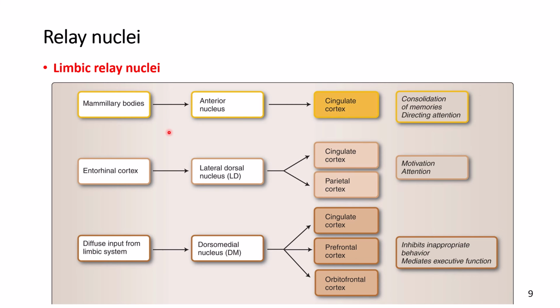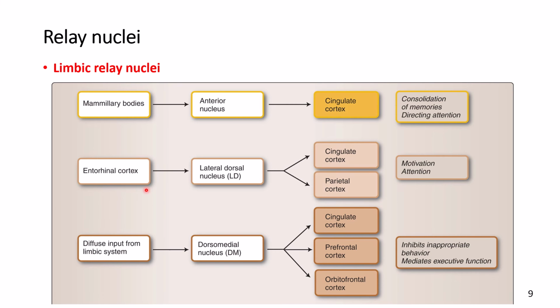So this is a good flow chart. From the mammillary body it goes to the anterior nucleus, so the mammillothalamic tract, and from the anterior nucleus it goes to the cingulate gyrus through the internal capsule, and that is important for memory and also for attention. So the cingulate gyrus has an important function for memory.